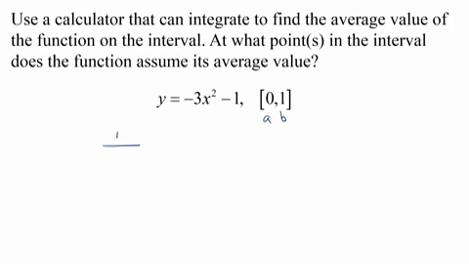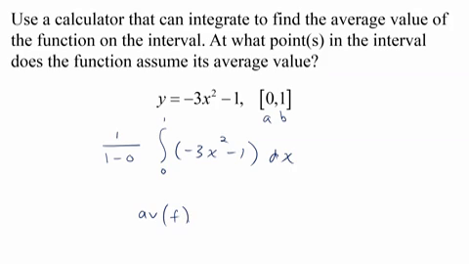So this would be 1 over 1 minus 0 times the definite integral from 0 to 1 of negative 3x squared minus 1 dx. Notice what happens to the fraction out to the left side of our definite integral. 1 over 1 minus 0 is just 1. So the average value of function f for this problem would just be the definite integral from 0 to 1 of negative 3x squared minus 1 dx.